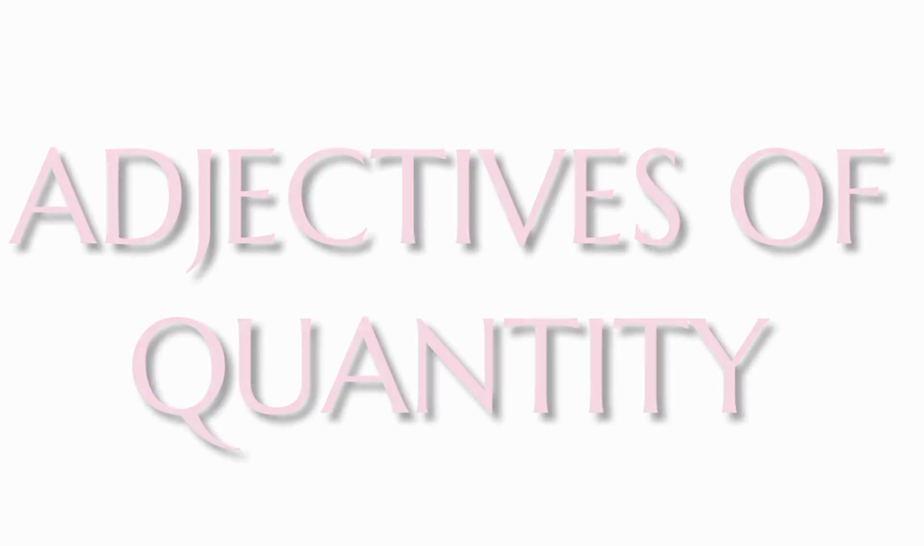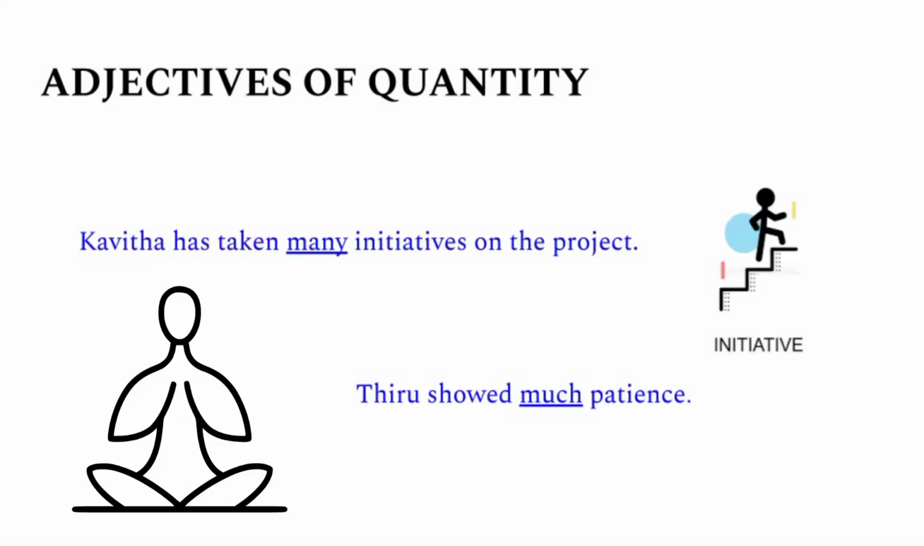Adjectives of quantity. It describes a noun or pronoun with quantity. It generally answers the question how much in any sentence. For example, Kavita has taken many initiatives on the project. They show much patience. So remember, they define the quantity of the noun, not the exact amount.